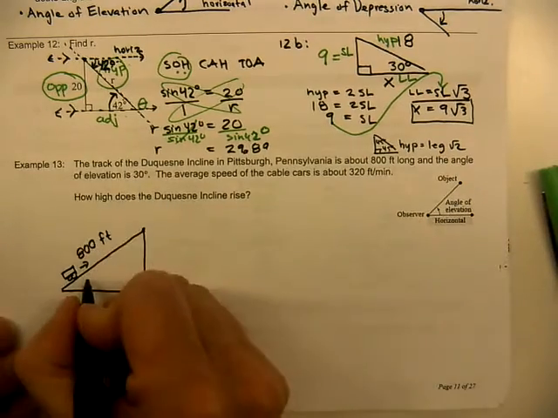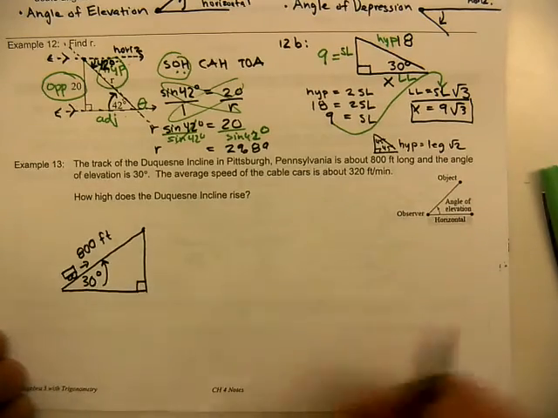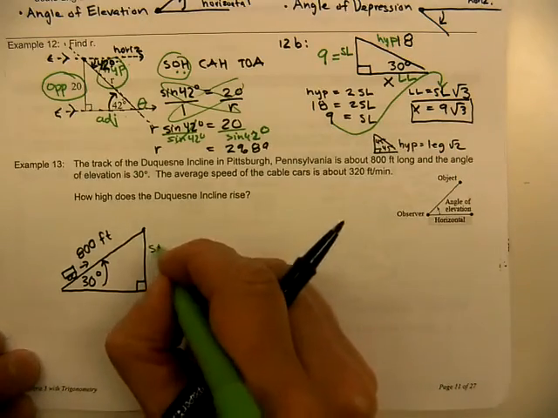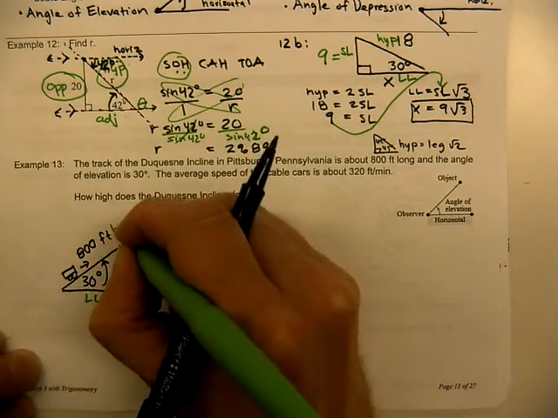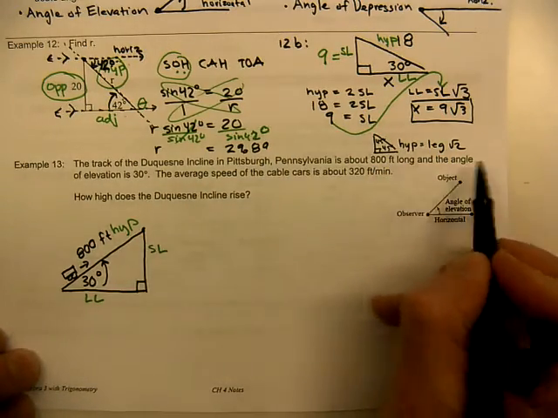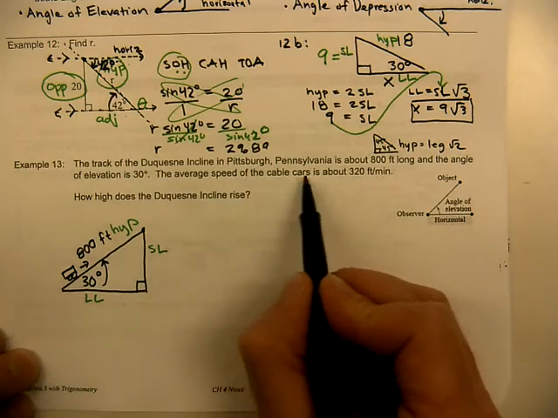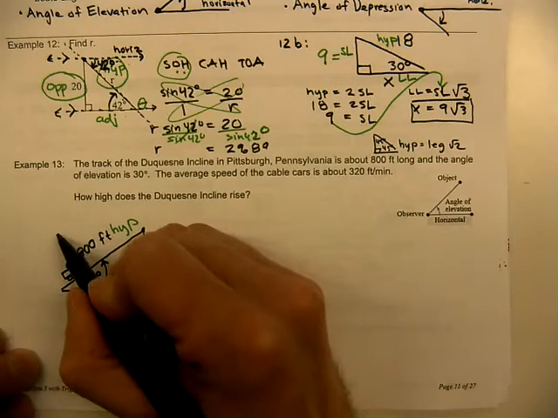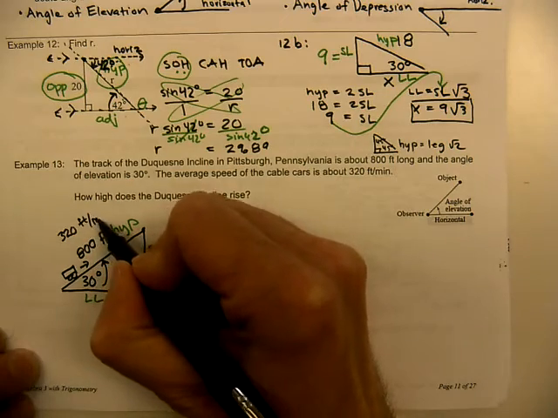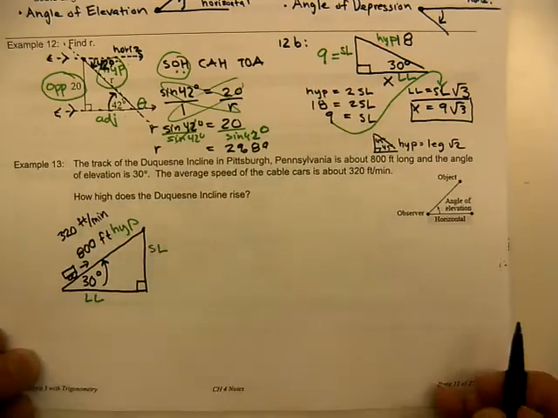So it tells us we have an angle of elevation of 30 degrees. All right, so there's our angle of elevation. So because that's a special right triangle, we're going to use our formula. So that means we have a short leg, a long leg, and here's our hypotenuse. So it says this track is about 800 feet long, and the angle of elevation is 30 degrees. They're also giving us something else. The average speed of the cable cars is about 320 feet per minute. So if you were traveling 320 feet per minute, that information also goes here on the hypotenuse because that's where the path takes you, right? So that's the speed, and that's the distance.